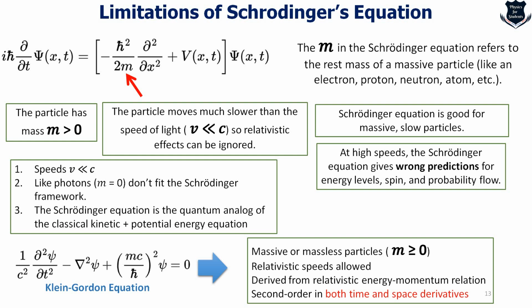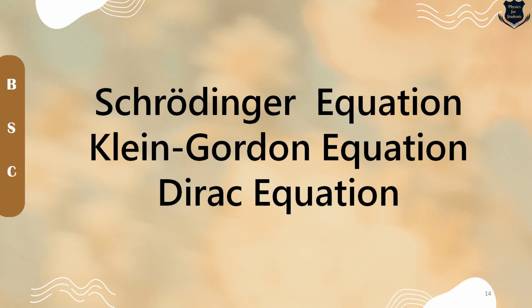So this is the limitation of Schrodinger's equation: it deals with the rest mass, and it does not give the correct equation if the particle is traveling close to the speed of light, etc. Now let us take a comparative look so that we understand the two limitations and two equations, and then go for the Dirac equation.